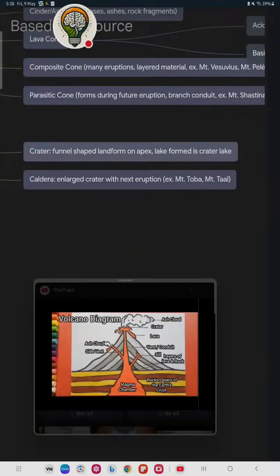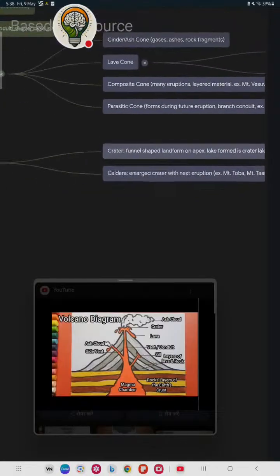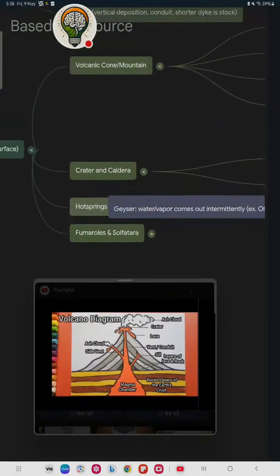Crater is a funnel-shaped landform on the apex, and a lake formed in it is a crater lake. A caldera is an enlarged crater formed with the next eruption. Mount Toba and Mount Tal are caldera examples. Then hot spring and geyser.